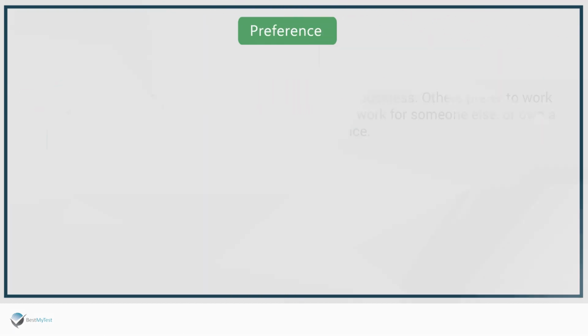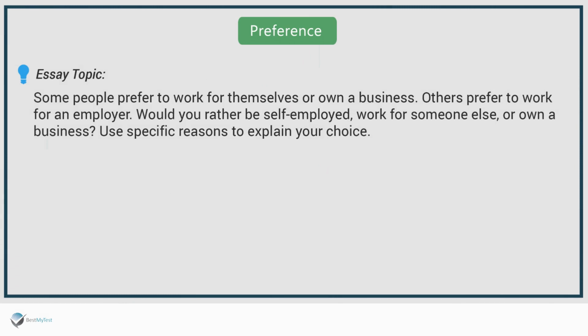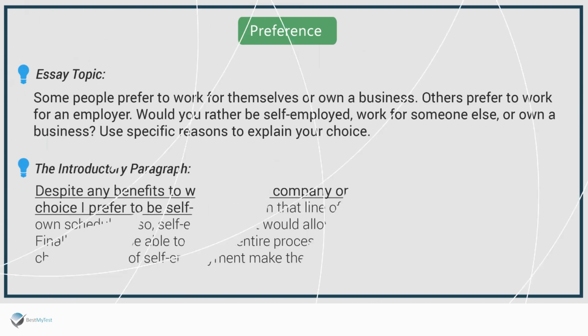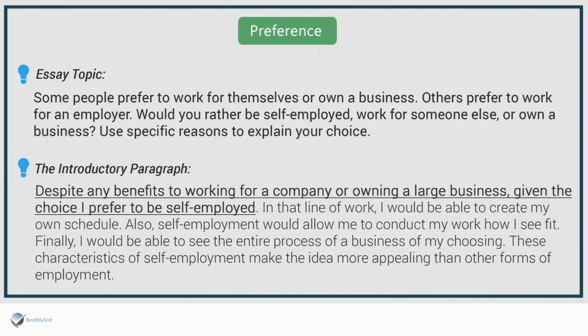Here is the preference question. Some people prefer to work for themselves or own a business. Others prefer to work for an employer. Would you rather be self-employed, work for someone else, or own a business? Use specific reasons to explain your choice. Despite any benefits to working for a company or owning a large business, given the choice, I prefer to be self-employed.